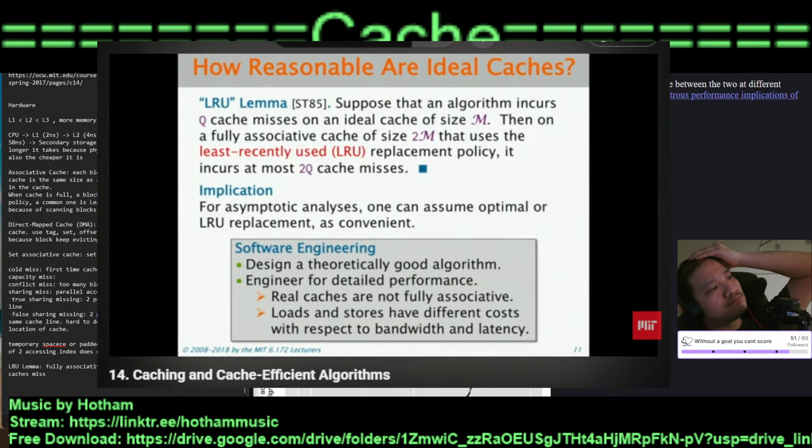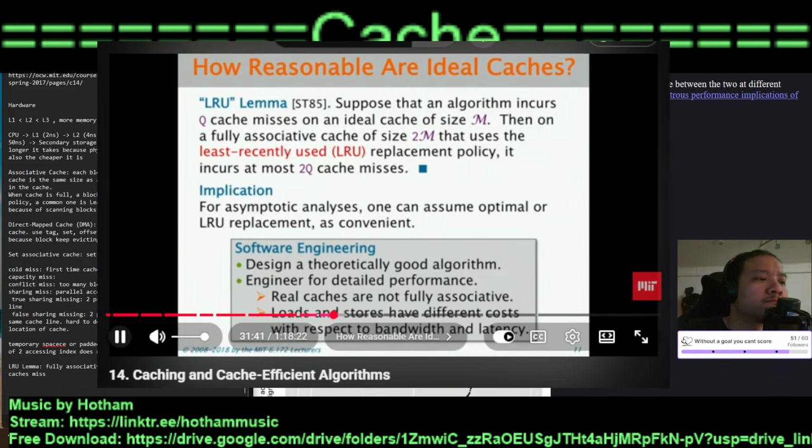And here's a software engineering principle that I want to point out. So first, when you're trying to get good performance, you should come up with a theoretically good algorithm that has good bounds on the work and the cache complexity. And then after you come up with an algorithm that's theoretically good, then you start engineering for detailed performance. You start worrying about the details such as real-world caches not being fully associative, and for example, loads and stores having different costs with respect to bandwidth and latency. But coming up with a theoretically good algorithm is the first order bit to getting good performance.